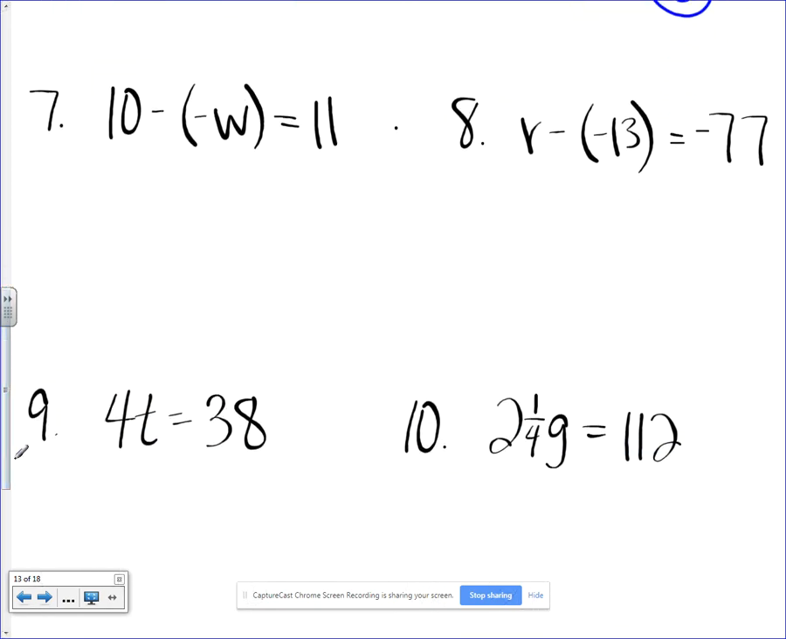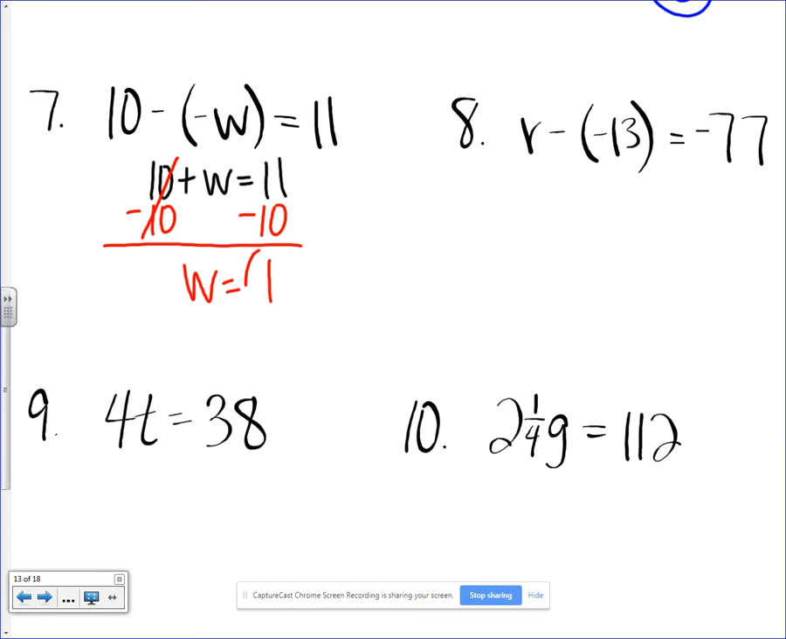All right, if you look at numbers 7 and 8 here, you will see they are very similar. They both have this minus a minus. Well, you know that if I've got two negatives back to back like that, I can rewrite that to be a plus. And you should rewrite that because now I can go ahead and isolate. W equals 1. Do not try and isolate with those minuses back to back up there. Please rewrite it first. We're going to do the same thing with number 8.